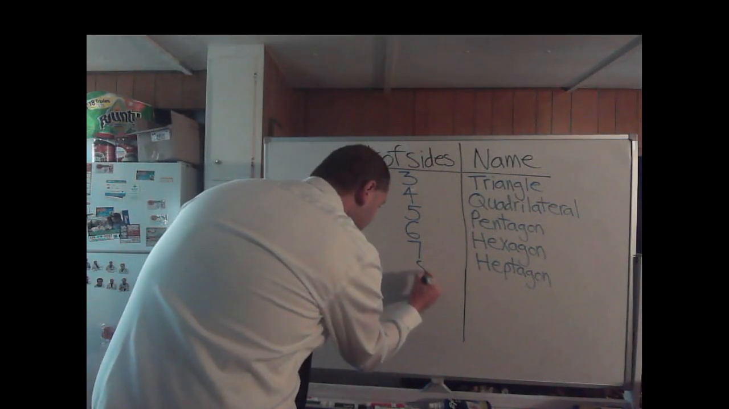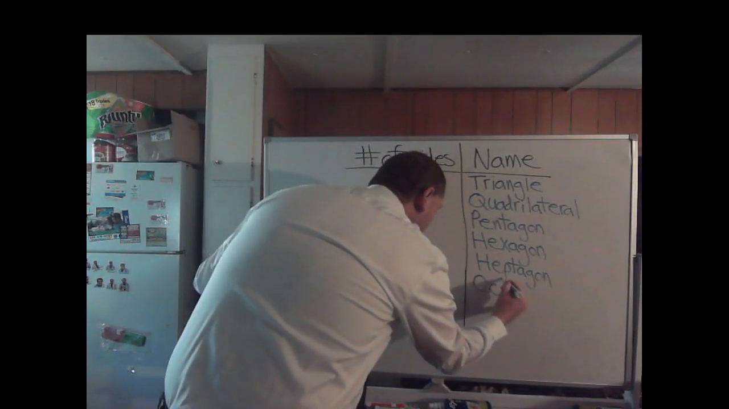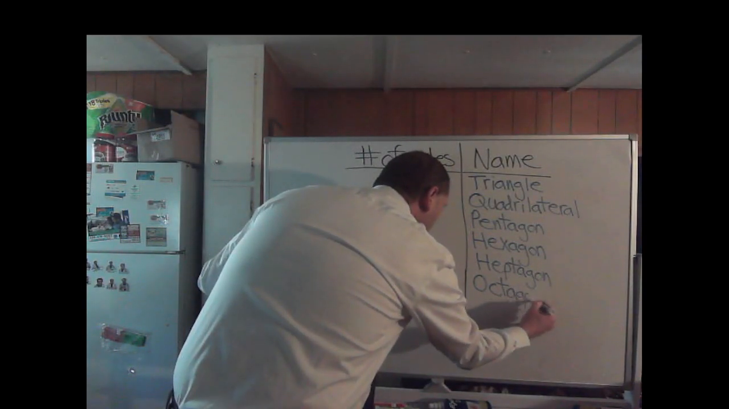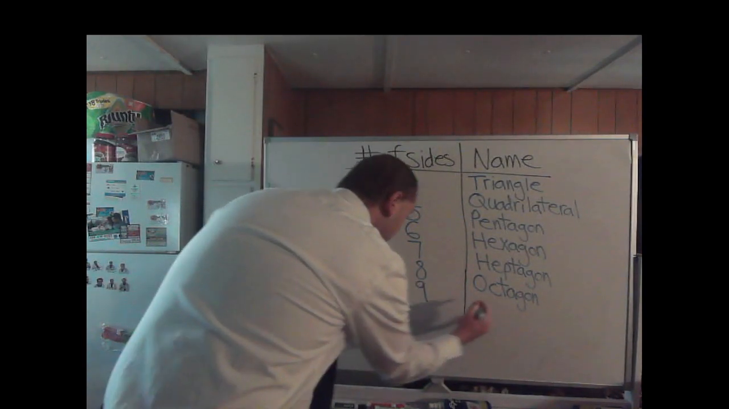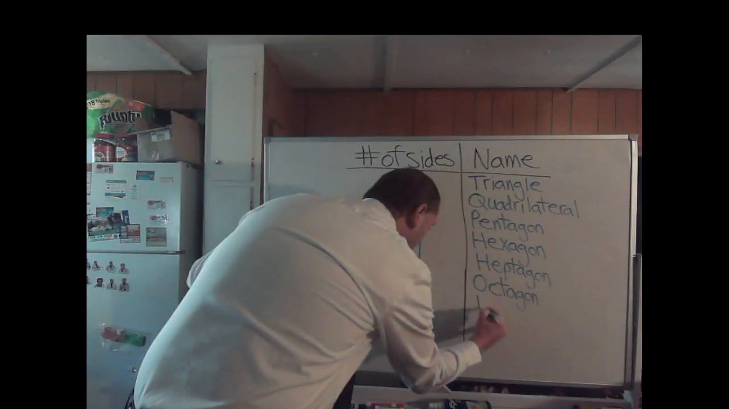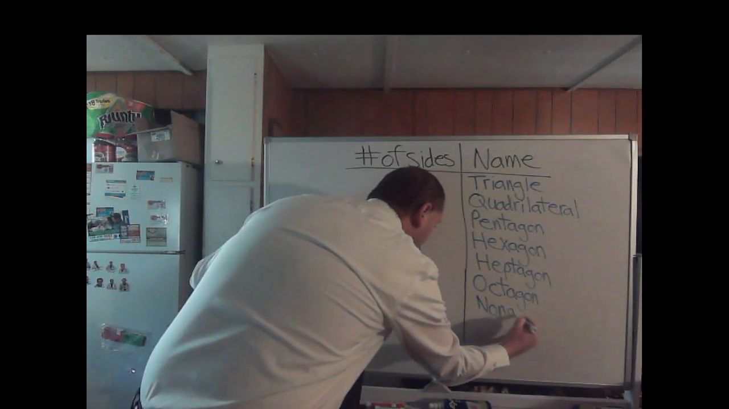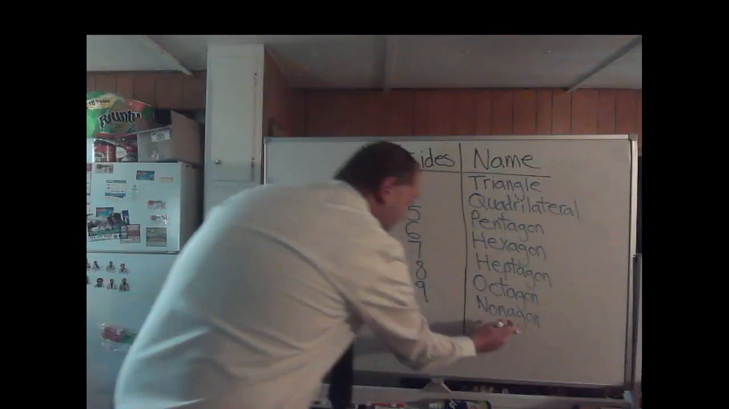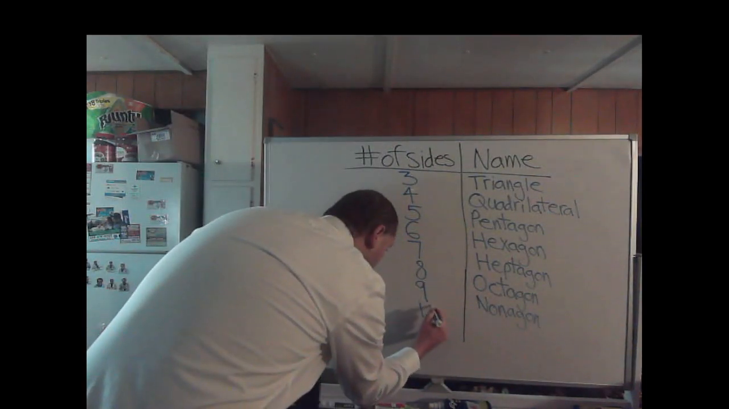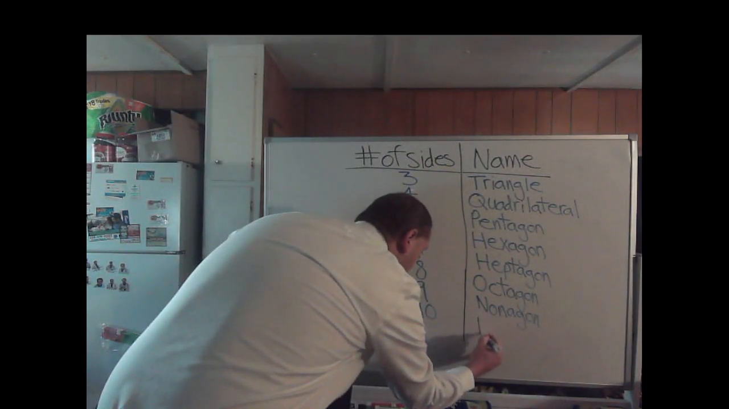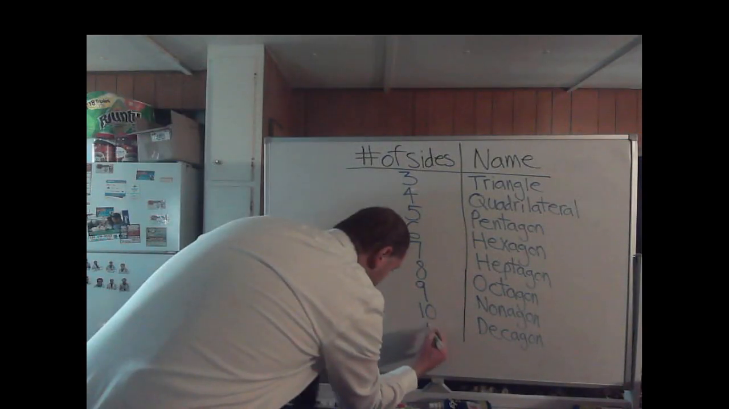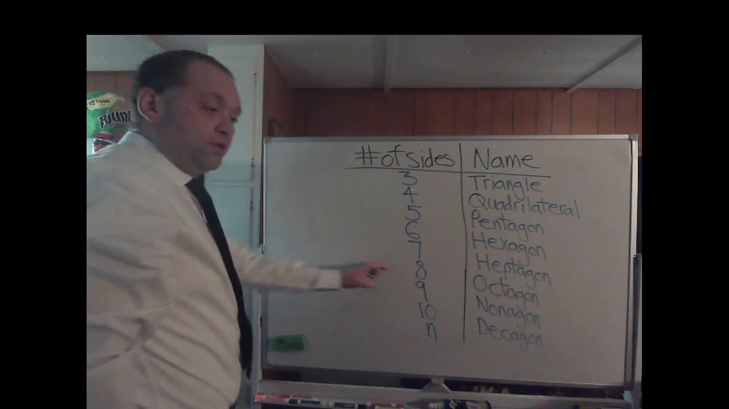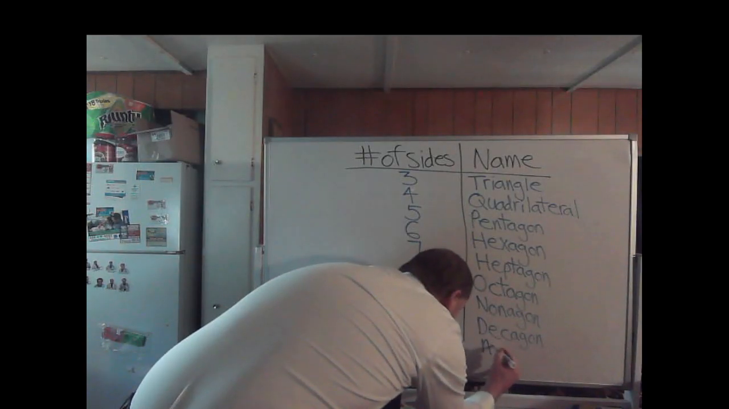If it's got 8 sides, it's called an octagon. Oct meaning 8. If it's got 9 sides, it's called a nonagon. A nonagon. Non meaning 9, so it's a nonagon. If it's got 10 sides, it's called a decagon. Dec meaning 10. And then n sides, so any more than 10 sides, it's called an n-gon.